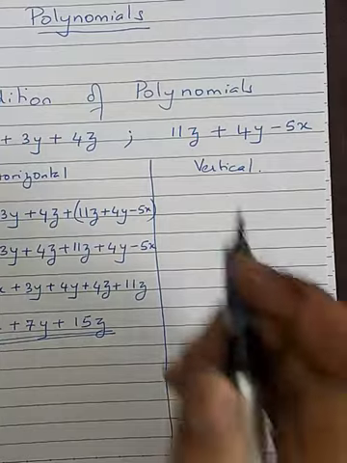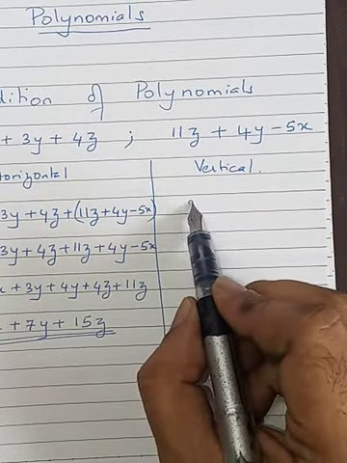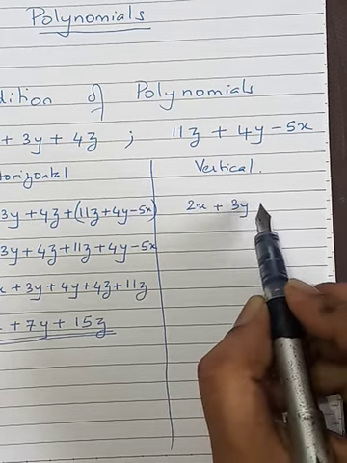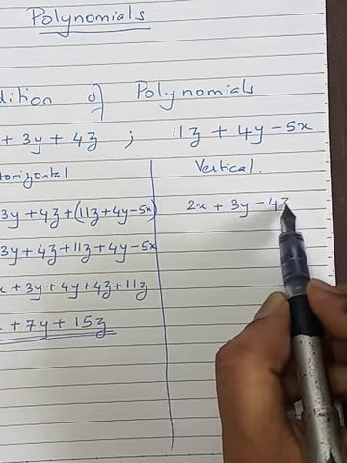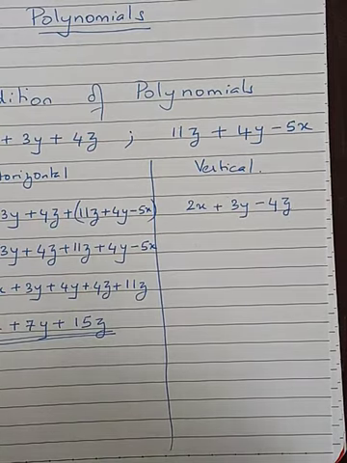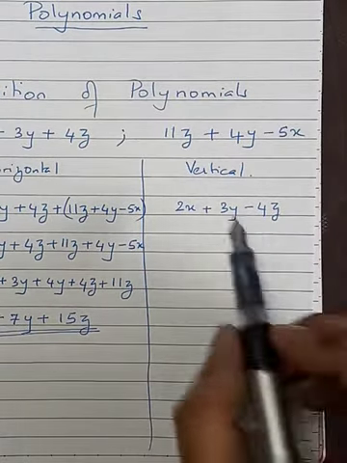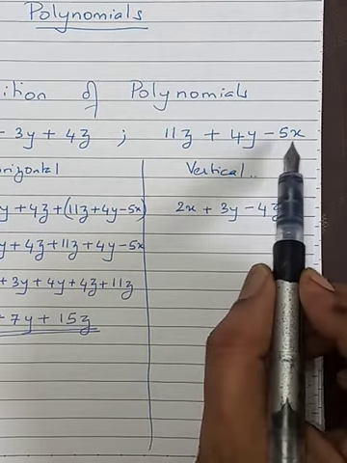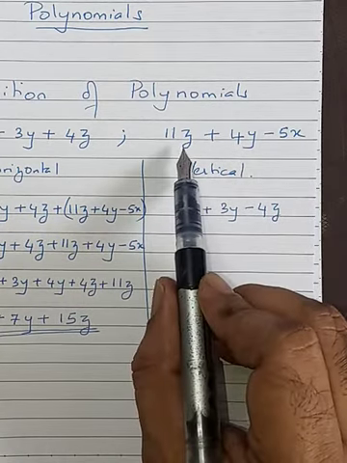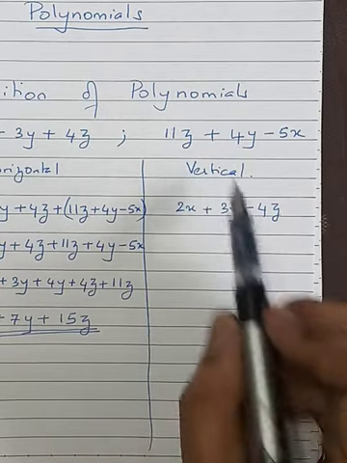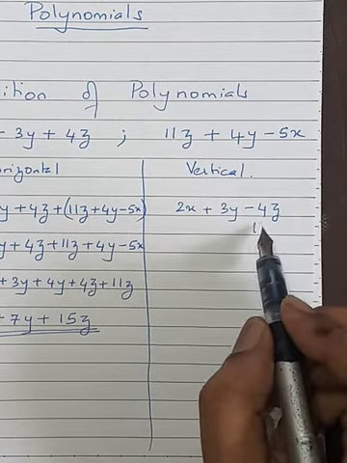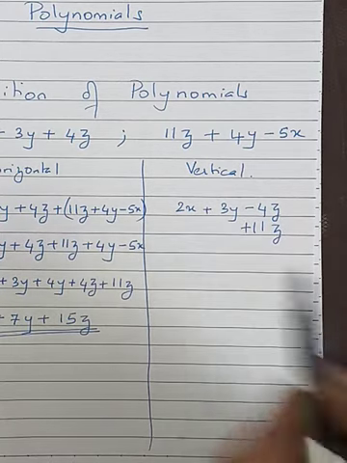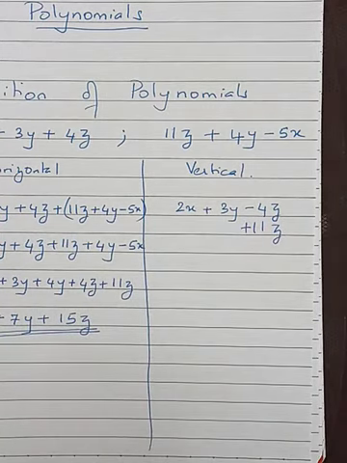Let's move to the vertical method. In the vertical method, I write the first polynomial as it is, 2x plus 3y plus 4z. Now what I do is, I look at terms in the second polynomial which have the same variable content. Now I see over here 11z should come here. 11z. What is the sign of 11? Plus. Correct?